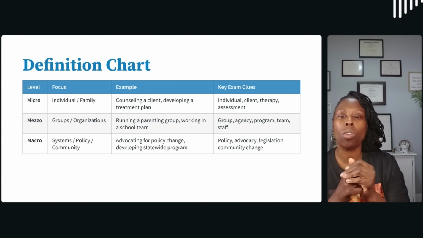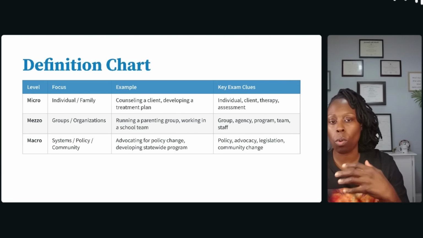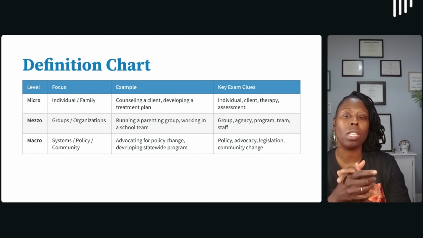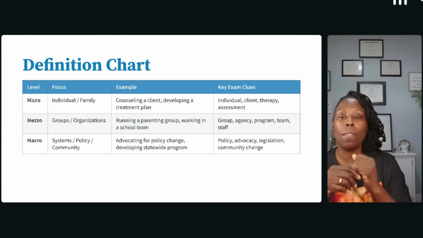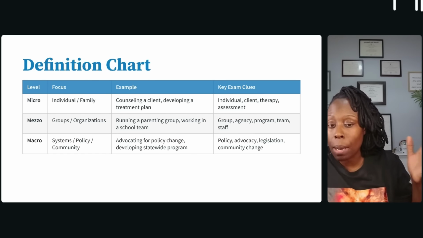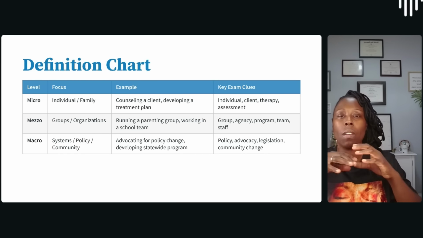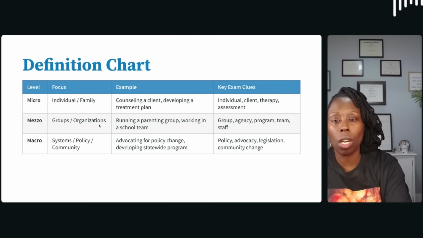And then if it's a meso, you're like running a parenting group. You're working in a school team, a group, an agency, program, a team, a staff. All those terms, you're thinking group and organizations. But if you hear words like advocating for policy change, developing a statewide program, policy, advocacy, legislation, community, all of that stuff, we're thinking macro, macro.